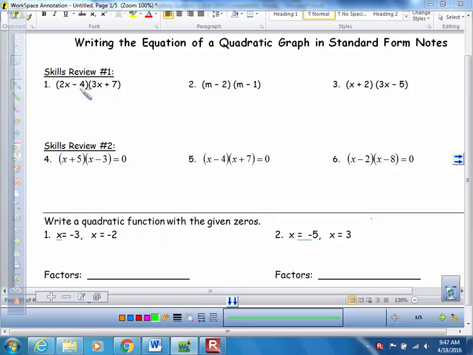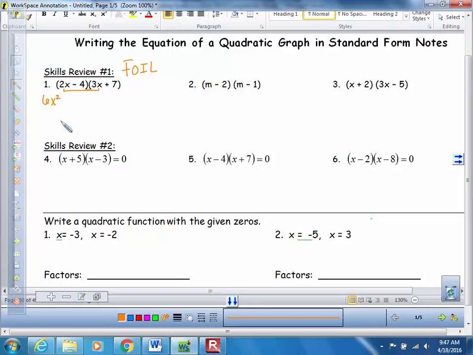The way that you multiply two binomials, there's a word that we use that helps us know in what order we do it. Do you guys remember what that is? FOIL. Okay? So that stands for first, outer, inner, and last. So in number 1, if we did first times first, we're doing the first thing in both parentheses. So 2 times 3x gives me 6x squared.